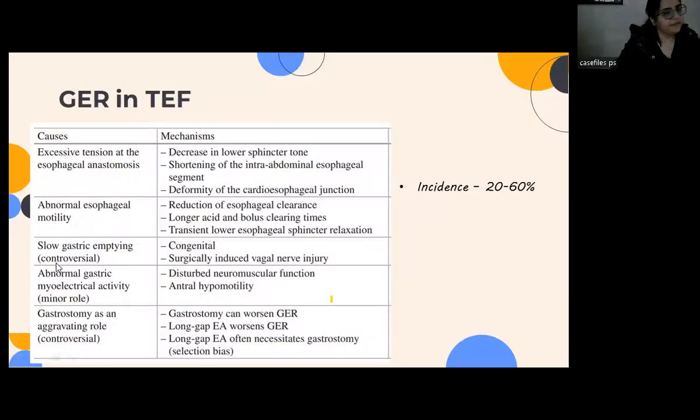Secondly, these patients have a tendency of abnormal esophageal motility per se, thus the clearance of contents from the esophagus is decreased, and the time required for the bolus to transit is longer. Thus, these patients are prone to GER. Again, these patients have slower gastric emptying, there's abnormal gastric myoelectrical activity, and also sometimes in patients in whom we are not doing primary anastomosis, we tend to do an esophagostomy and gastrostomy. Doing this gastrostomy can per se worsen the GER and the effects of GER.